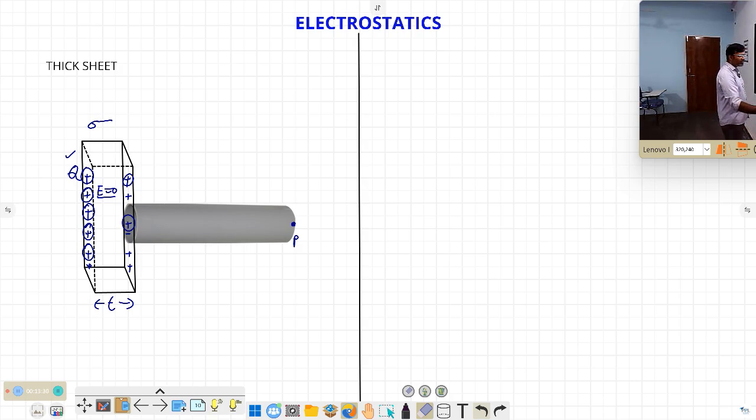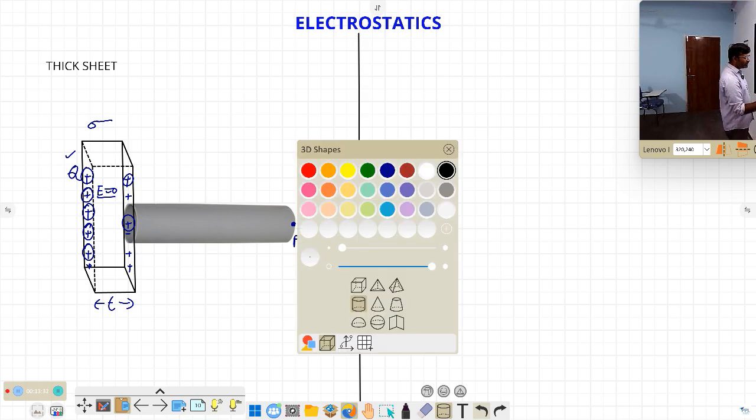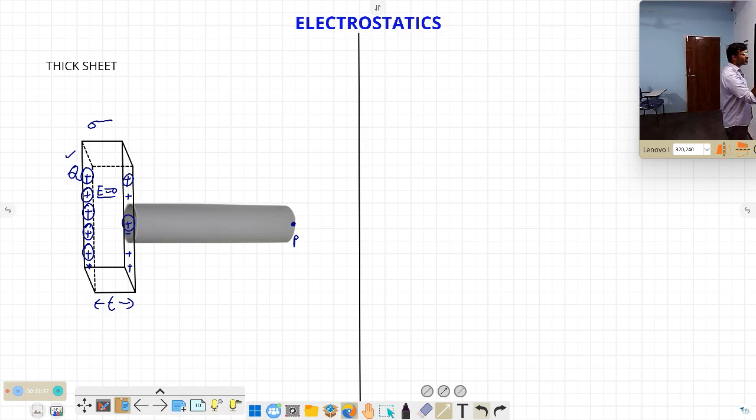Due to this we have electric field at that point. Which point? At point P. So we have electric field intensity at this point. What is the direction of the electric field? This is the direction of the electric field, which we are writing as E.